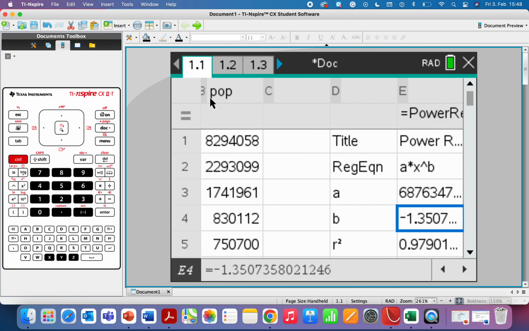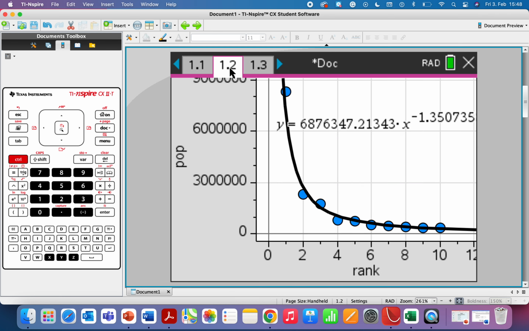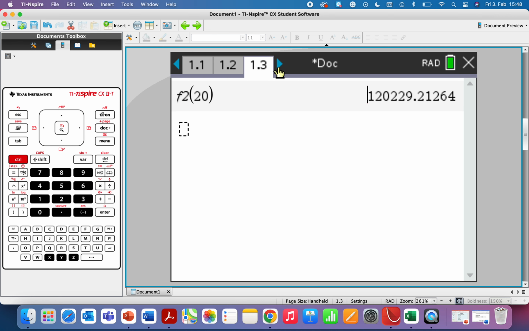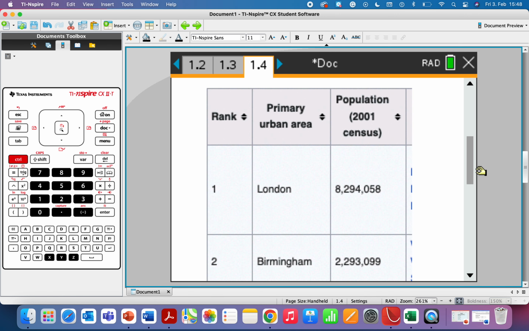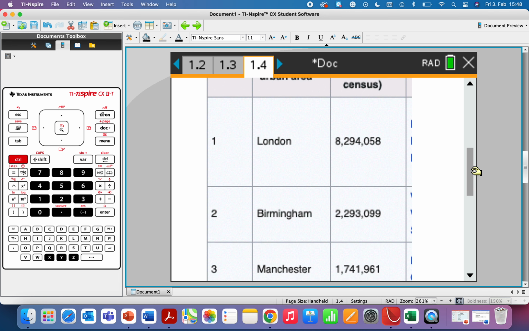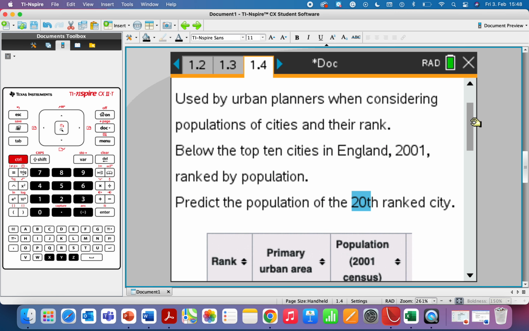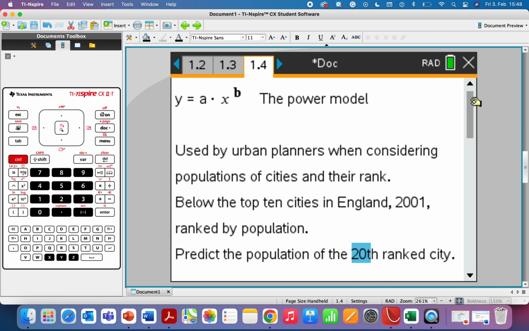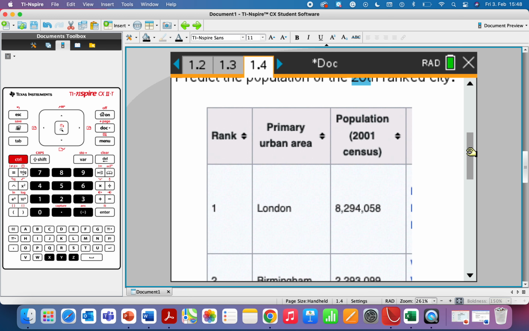Okay, so following on from our data set, which is the population of cities in England, here was the original data. Okay, so top rank is London with 8.2 million. This is a 2001 census, and you can see the different cities and their population sizes.